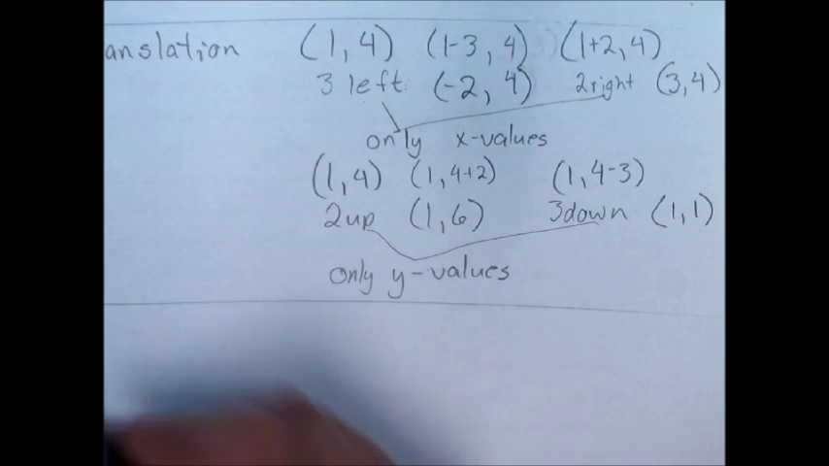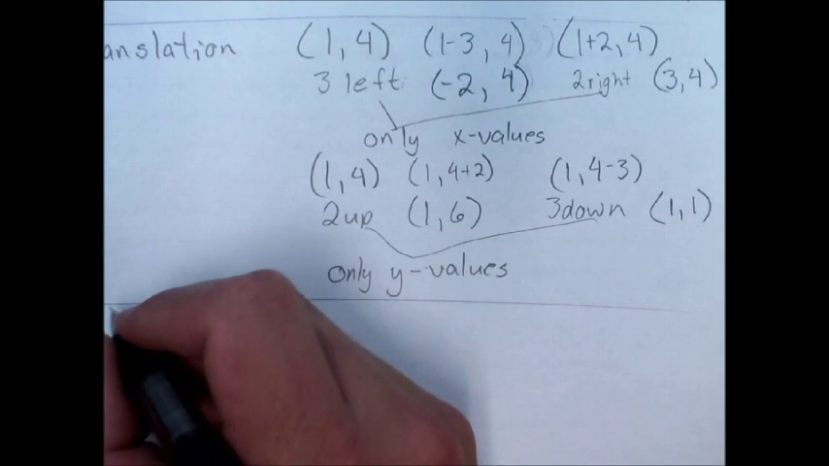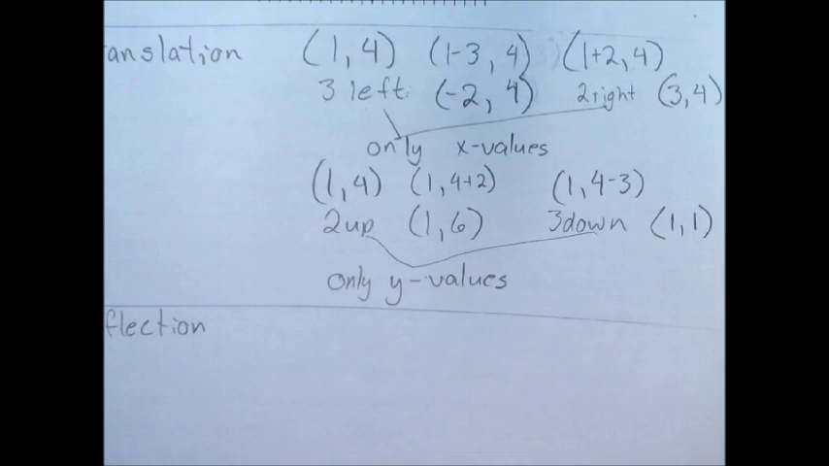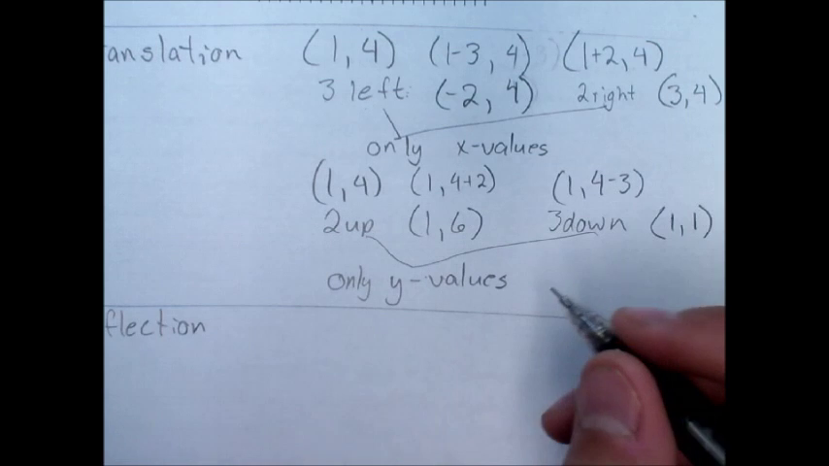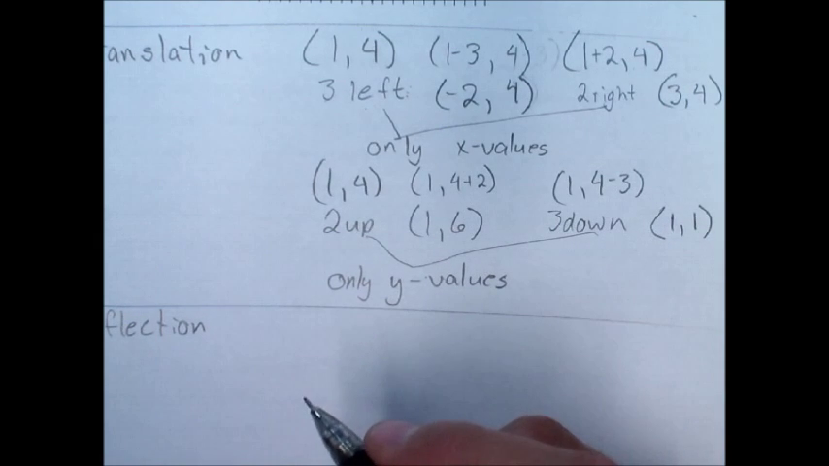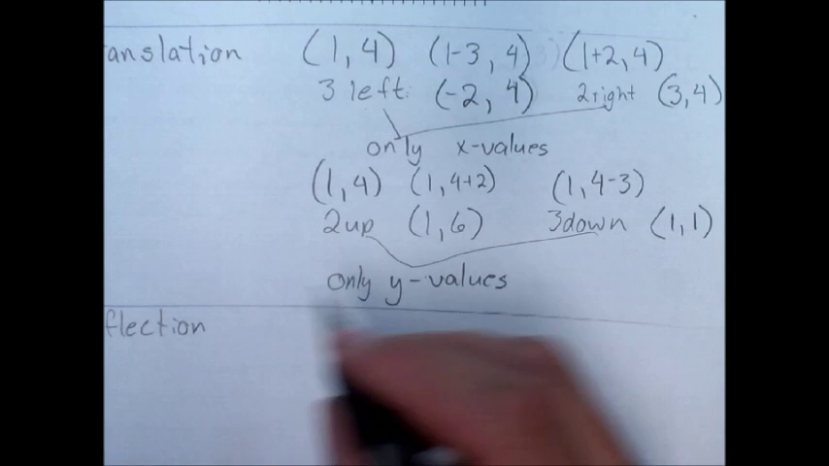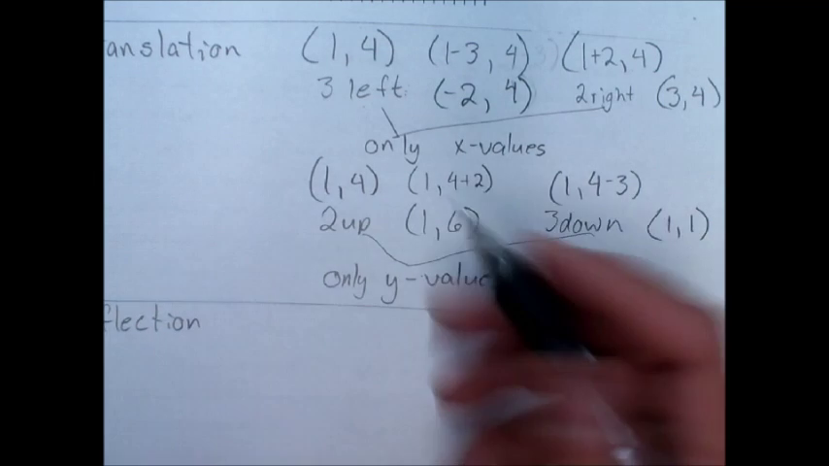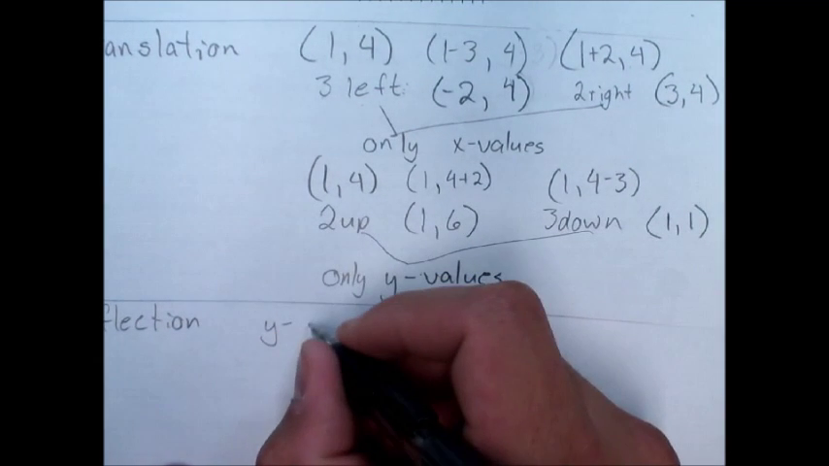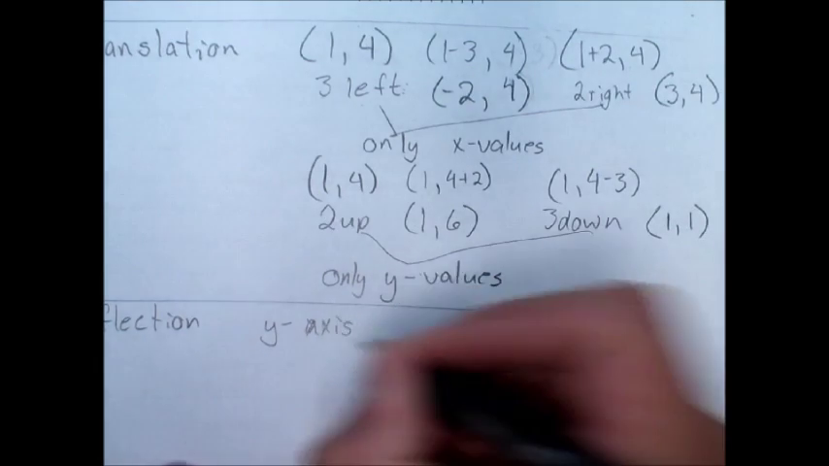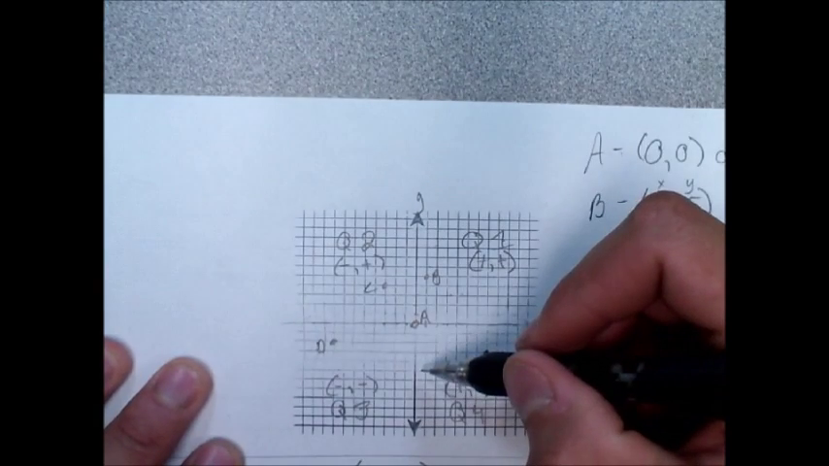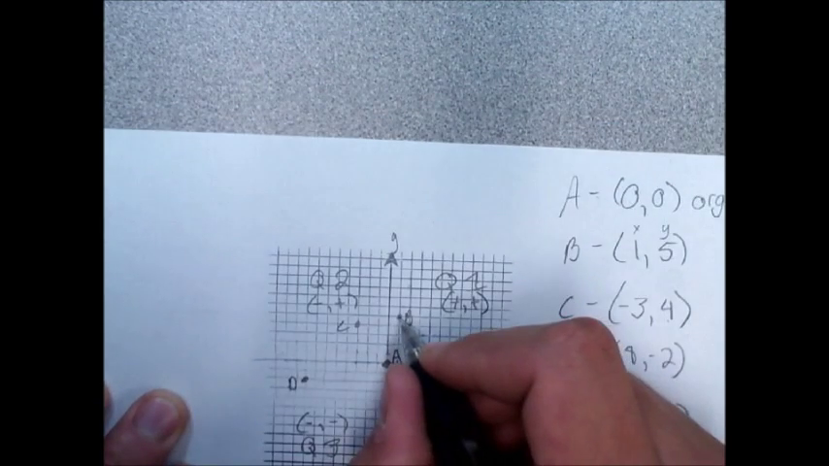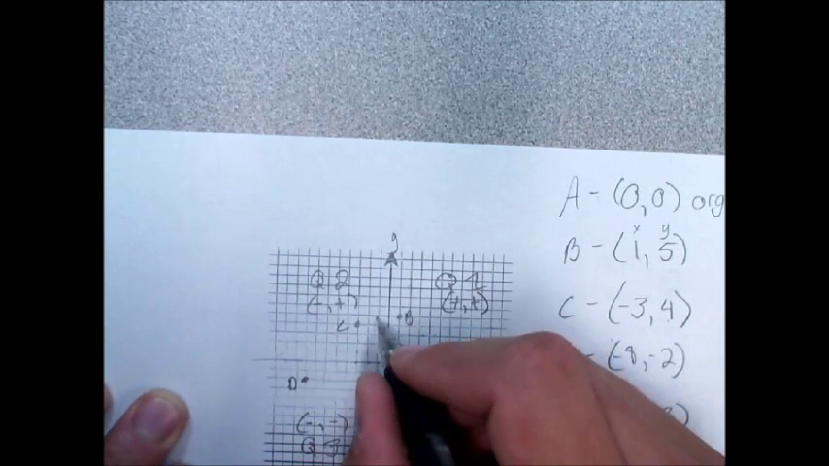Next one's going to be a reflection. So we're going to look at reflections. Okay. Oh, this one's tough to explain. I'll just do y-axis and x-axis. So if I'm reflecting over my y-axis, the y-axis being this one right here in the middle, I want you to look at the coordinates of b. b is at 1 comma 5. If I reflect it over, it's going to be at negative 1 comma 5.